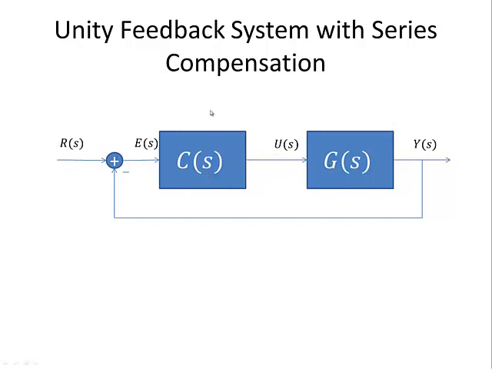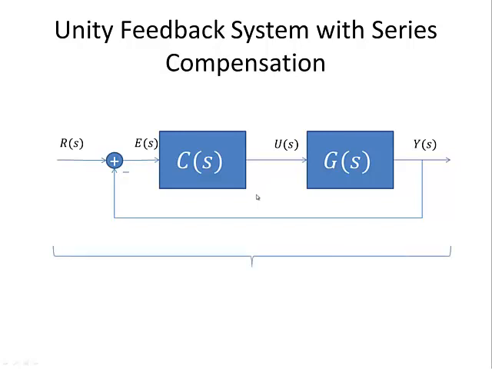Notice in this case, the assumption is that r of s and y of s have the same units, and when I compare those, I would generate an error. If y of s did not have the same units as r of s, we could always add a gain here, which would convert units, or we could add another transfer function if needed.